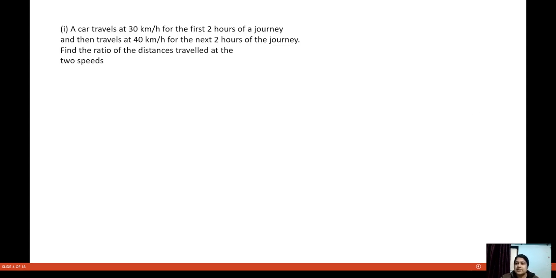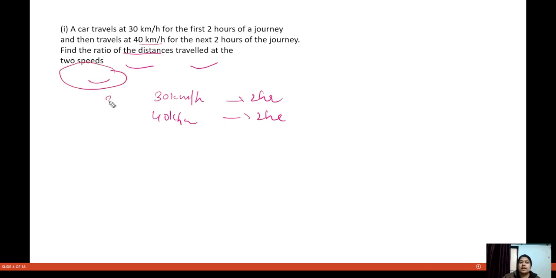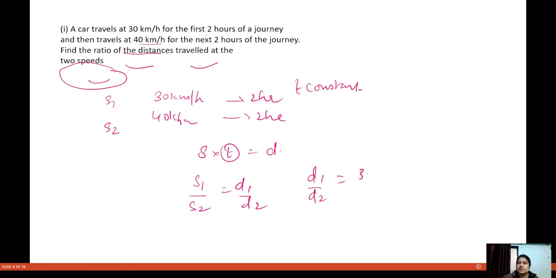Look at this question. It is saying a car travels at 30 km per hour for the first 2 hours of a journey, and then travels 40 km per hour for the next 2 hours of the journey. Find the ratio of the distances traveled at the two speeds. Okay, so here we are given S1 and S2, and here time is constant. So we already know that when time is constant, S1 by S2 is equals to D1 by D2. So it is asking about the ratio of the distances traveled. So D1 by D2 is equals to what? 30 by 40. So that means 3 is to 4.